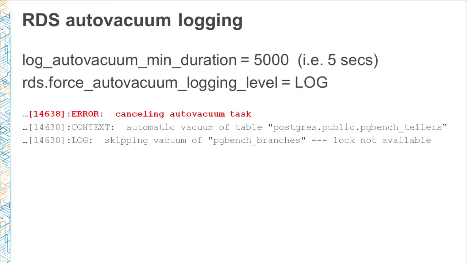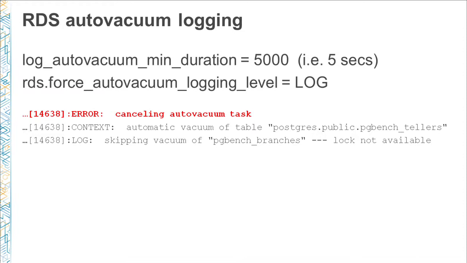So for example, if you had normally wanted to set your log auto vacuum min duration to 5 seconds, or 5,000 here, then you would normally turn on just a level of logging that would show you that. But now you do RDS force auto vacuum logging level. So if you set it to log, and this works exactly like all the other ones, you can go all the way up to debug 1, 2, 3, whatever you need. But log is typically sufficient.